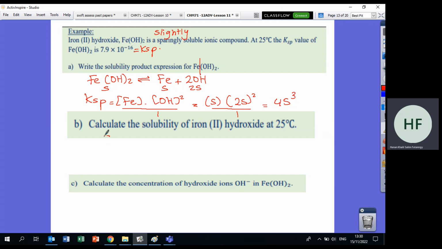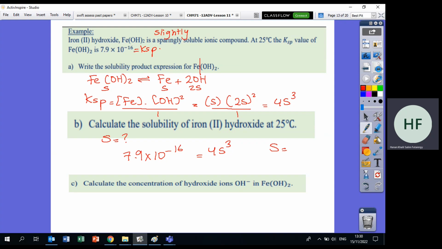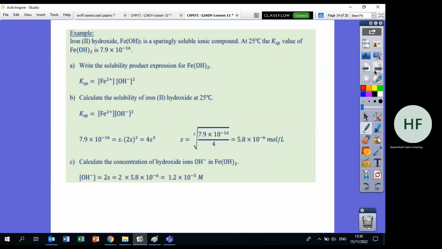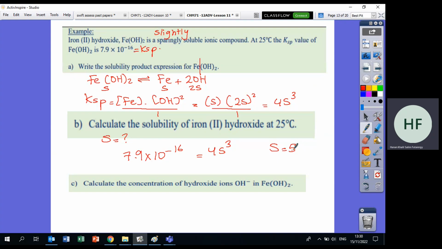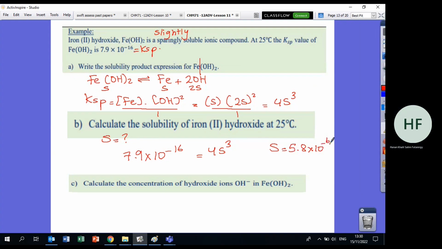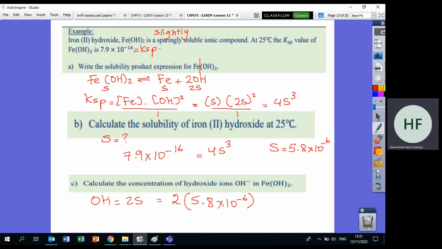Now calculate the solubility. They want S. Okay, we have the KSP 7.9 times 10 to the minus 16 equals 4S cubed. Now put it in the calculator and solve for S. I think S will be 5.8 times 10 to the minus 6. Now calculate the concentration of OH. OH is 2S, so you multiply this number by 2, 5.8 times 10 to the minus 6.